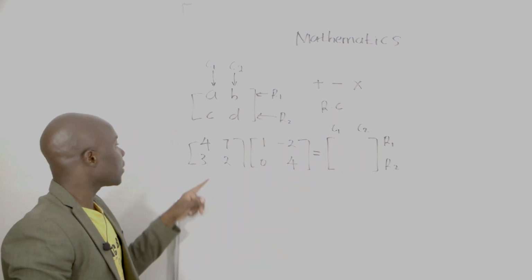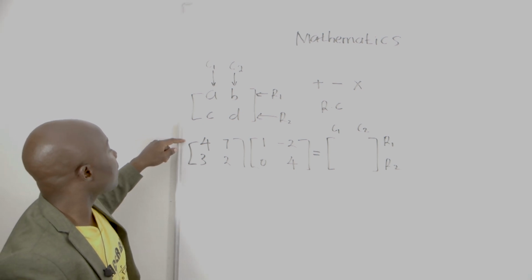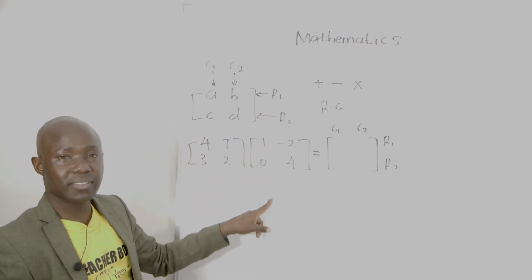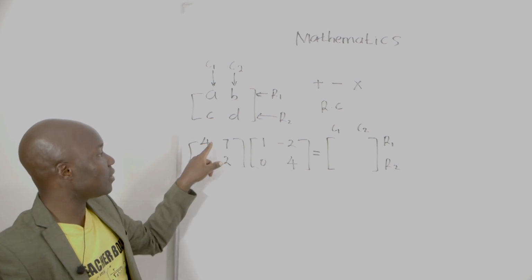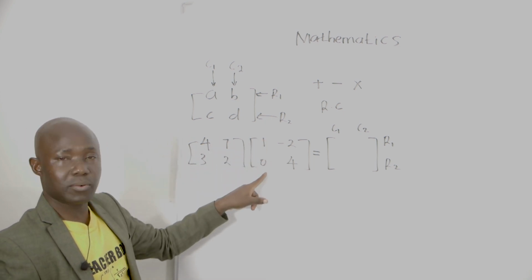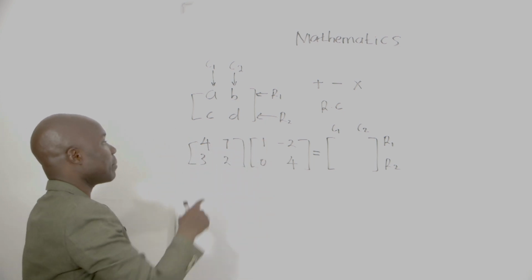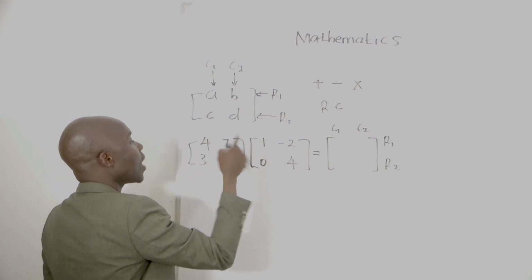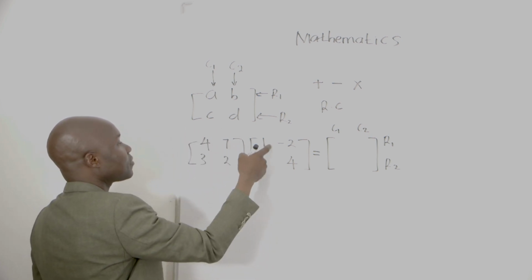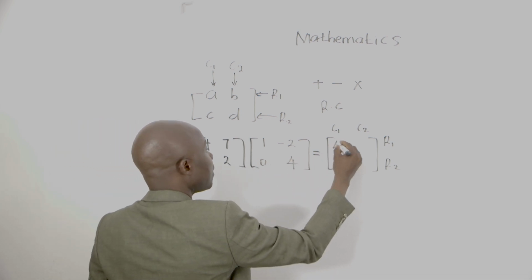So what will I do? We will take the first row times first column. The first row is 4, 7. The first column is 1, 0. So you take the element here, which is 4 times 1 plus 7 times 0. So this is 4 plus 0, we get here to be 4.